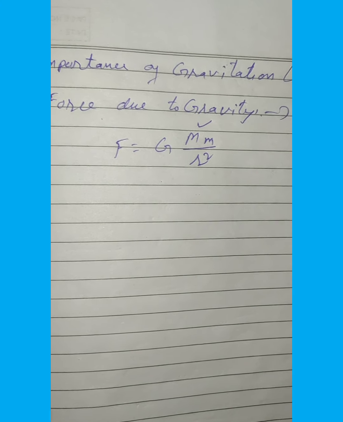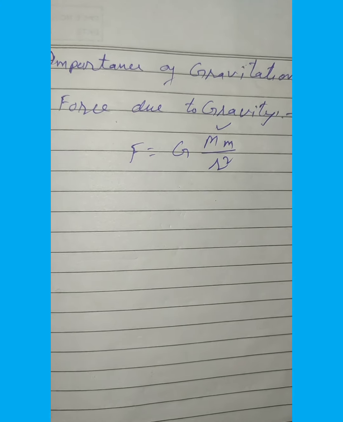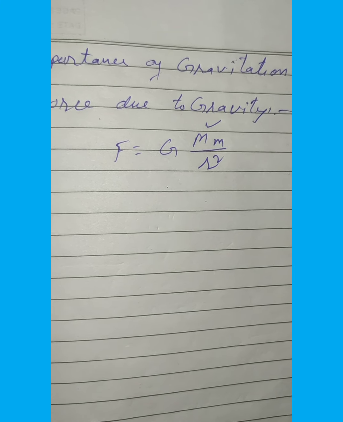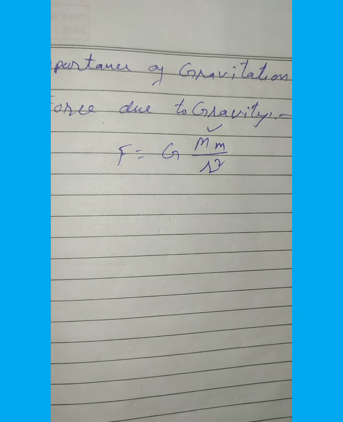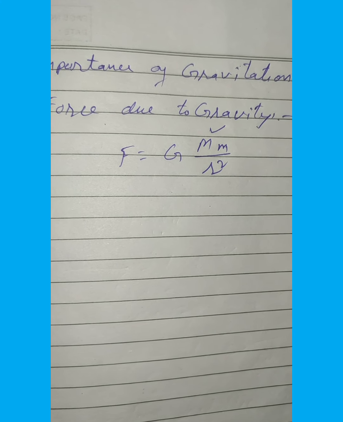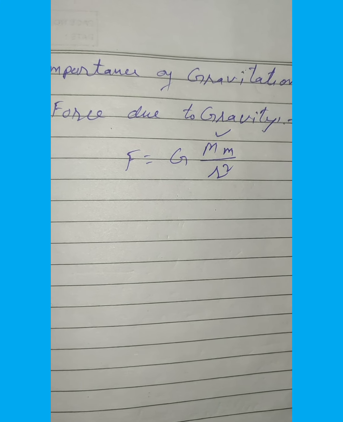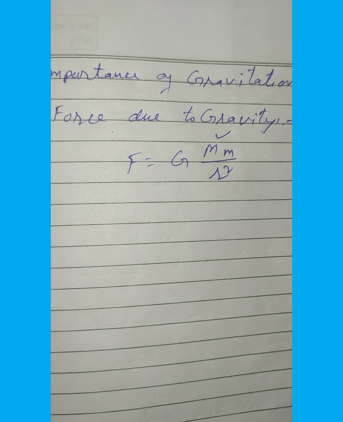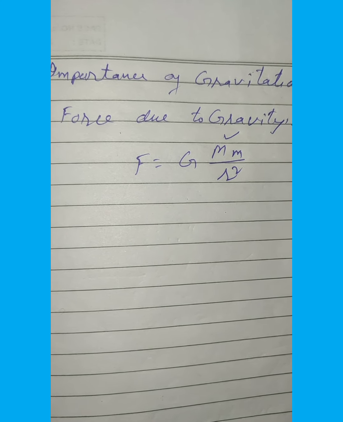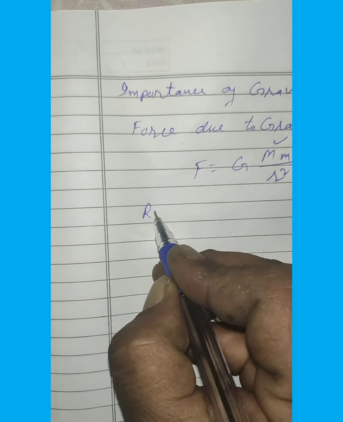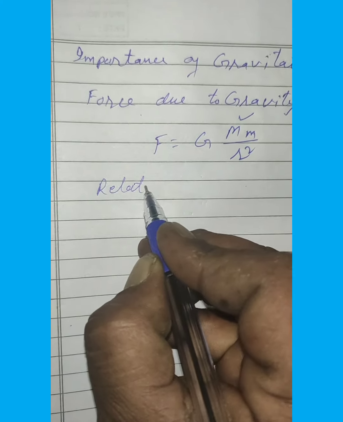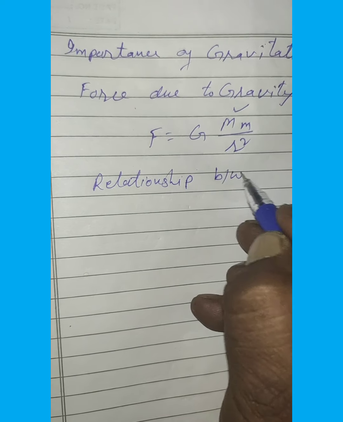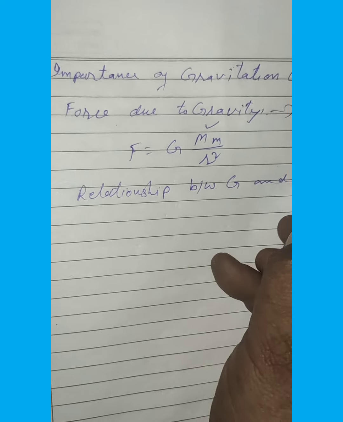Acceleration due to gravity is the rate of change at which the velocity of a freely falling body increases. It is called acceleration due to gravity. In other words, it is the acceleration produced in a freely falling body due to the gravitational force of attraction of the earth. Now the important topic is the relationship between capital G and small g.